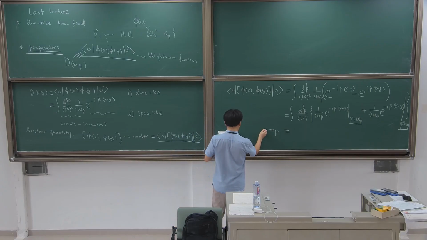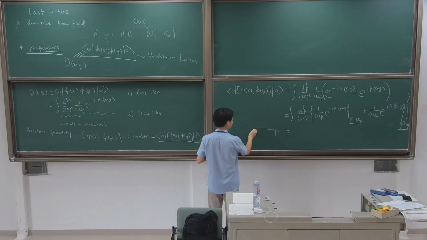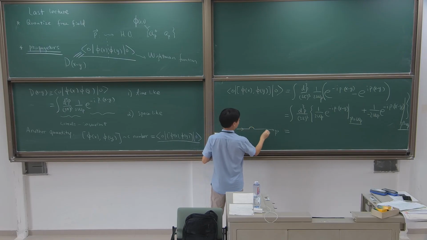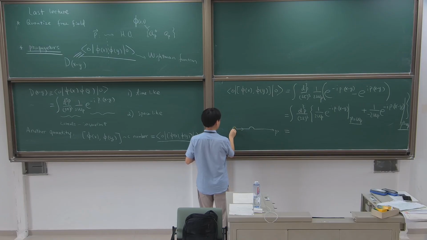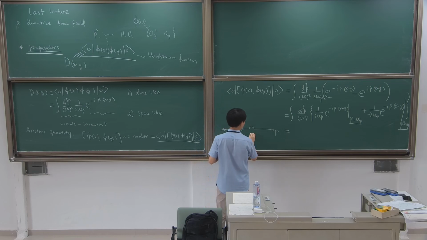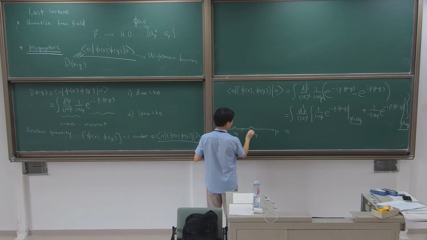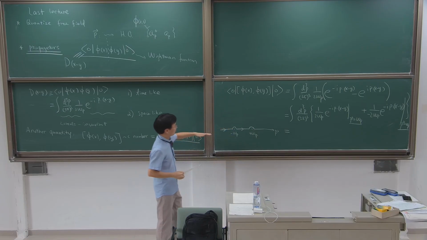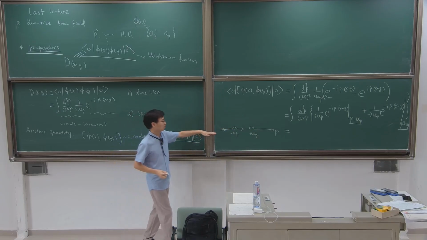Now P0 possibly will have two poles. Okay, two poles. There's a pole here, another pole here. And the two values will be minus omega p and plus omega p. Clear? And the integral is about the integration along the real axis.